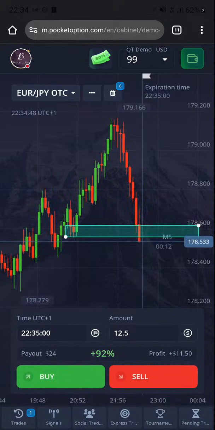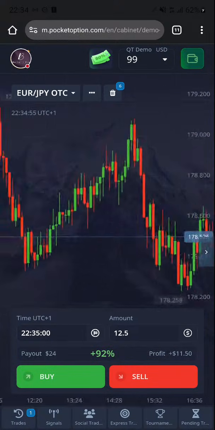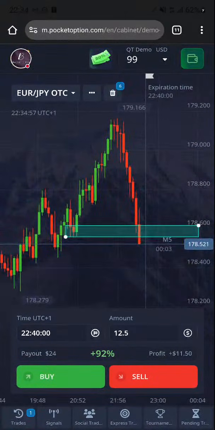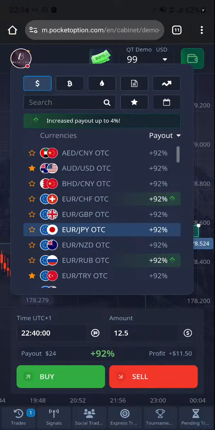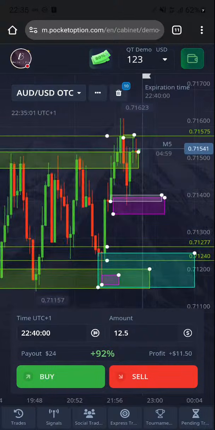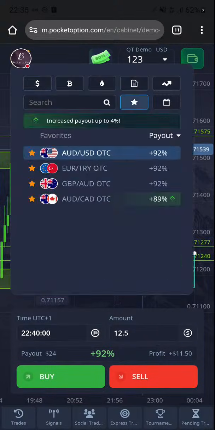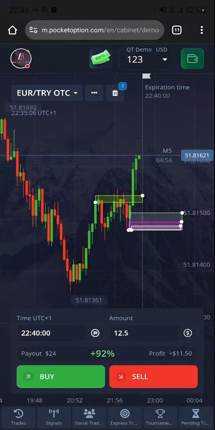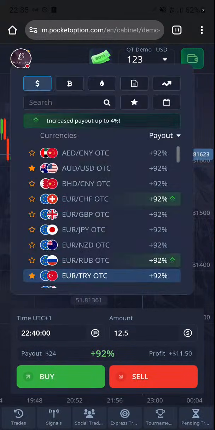We're not taking this trade. You understand? Even the demand could not hold it back. So I'm going to remove it from the favorite list. I don't need that kind of trade right now.